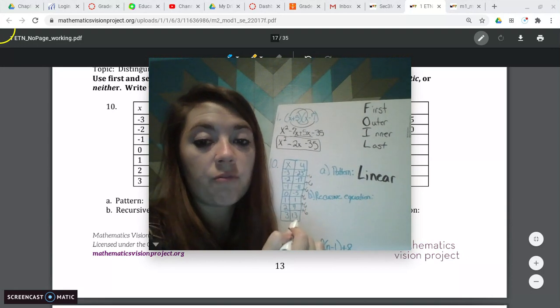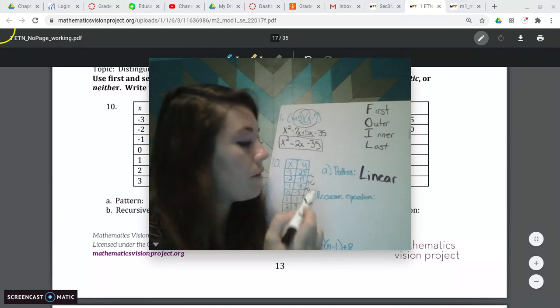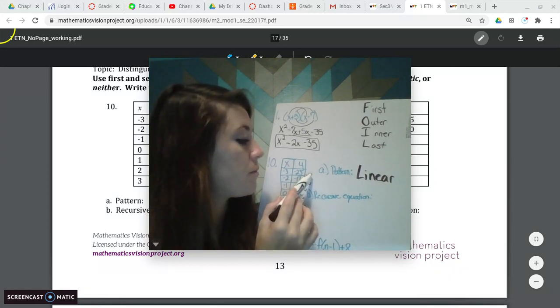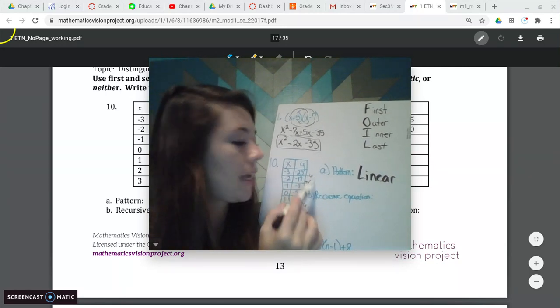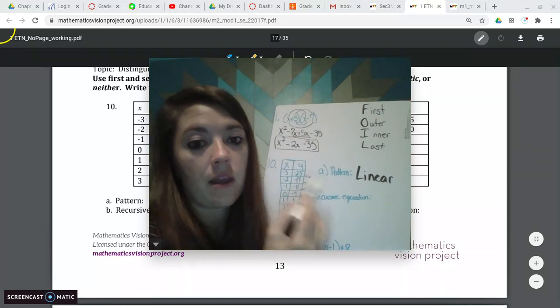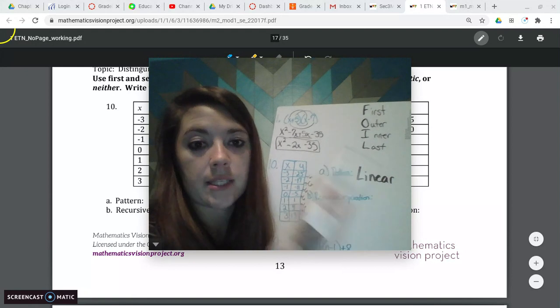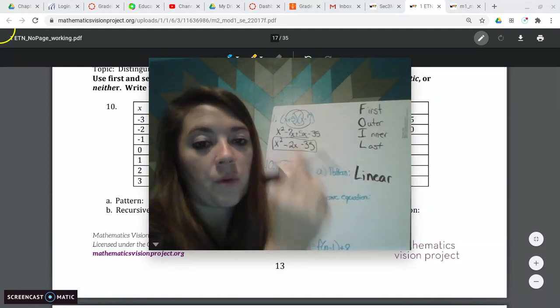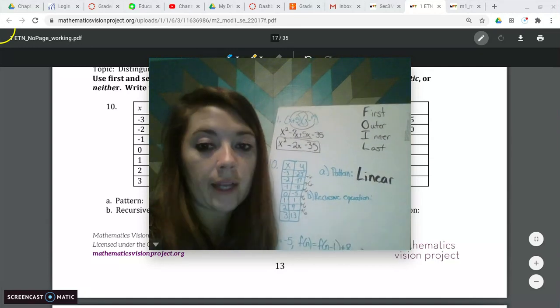Now, if these would not have been all 6, then we would have looked at the difference between each of these. So we would have looked between the first and the second ones of the initial differences. Like between the 6 and 6, the difference in this case is 0. In another situation, maybe it would have been 2, and then we would have gotten all 2s. That would have been quadratic.